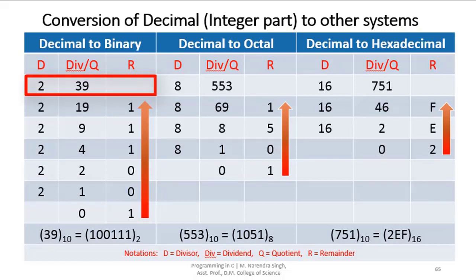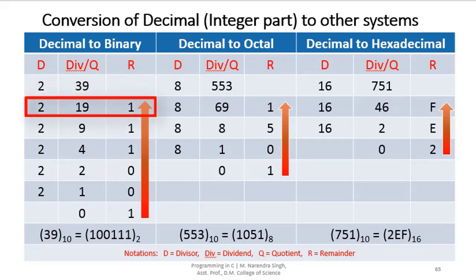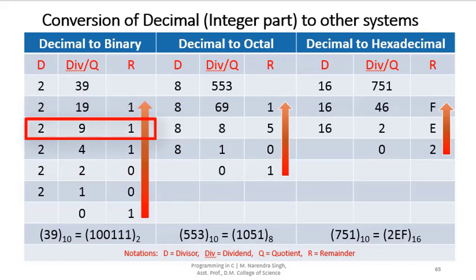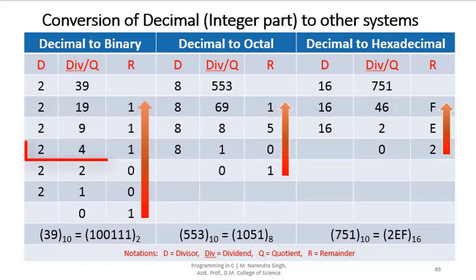When we divide 39 by 2, the quotient is 19 and the remainder is 1. So we write the remainder 1 alongside 19 in the third column. Then we divide 19 by 2 again. The quotient is 9 and the remainder is 1. We write the remainder 1 alongside 9 in the third column. And we divide 9 by 2 again. The quotient is 4 and the remainder is 1. We divide 4 by 2 again. The quotient is 2 and the remainder is 0.